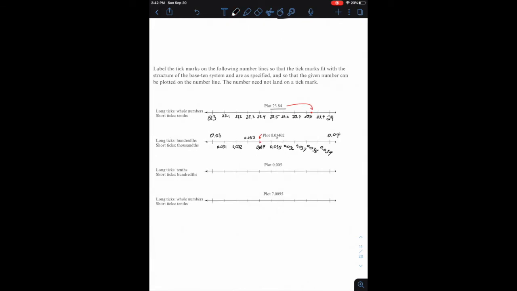So long tick marks are tenths and short tick marks are hundredths. So between which tenths does this lie? Between 0 tenths and 1 tenth. If we do that, this is 100th, 200th is going to be somewhere in that region. And I'm going to leave the last number for you to work through.